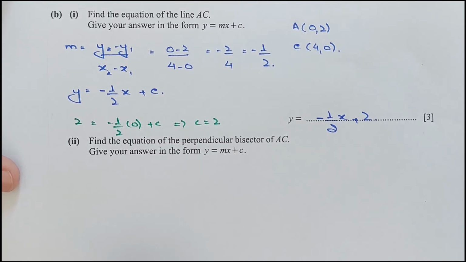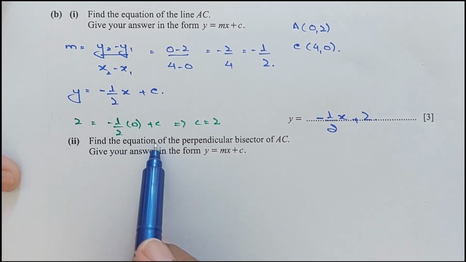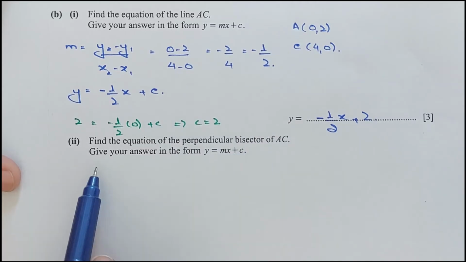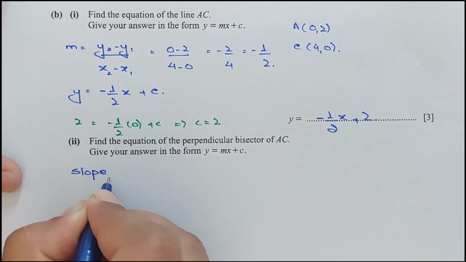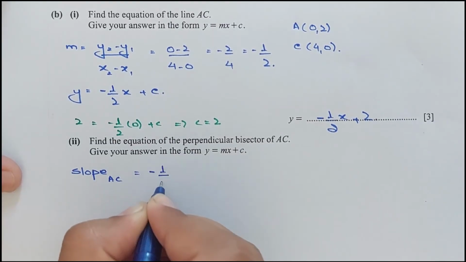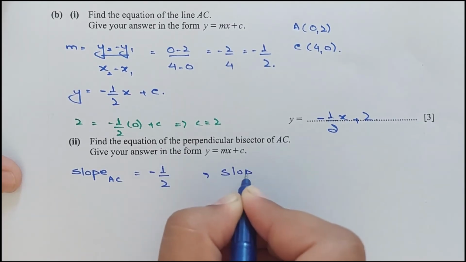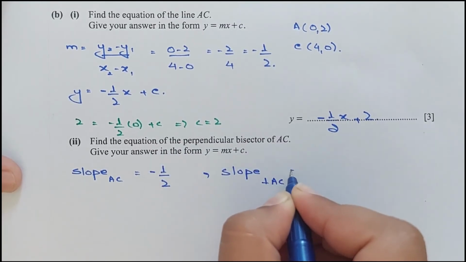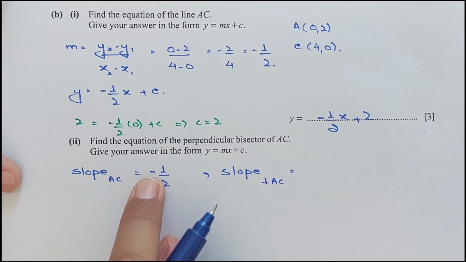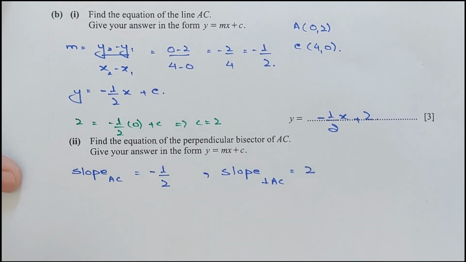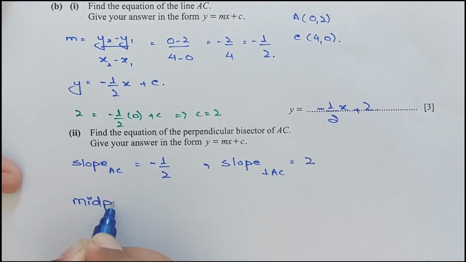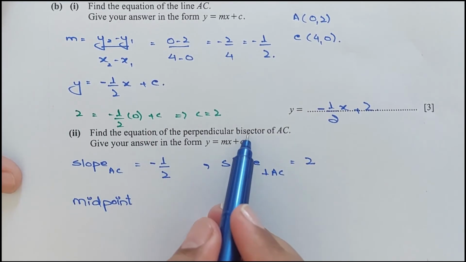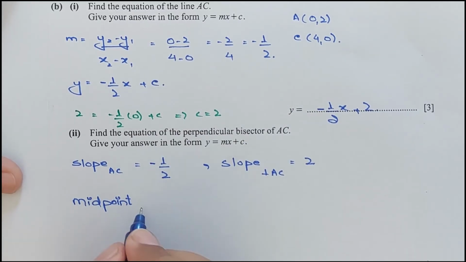Now for part 2 of B, find the equation of the perpendicular bisector of AC, give your answer in the form of y equals mx plus c. As we know that the slope of AC is minus 1 by 2. So the slope of the perpendicular bisector of AC should be the negative reciprocal. Negative times negative becomes positive, and the reciprocal of 1 by 2 is 2 by 1. So it's just 2. And the next thing is we need to find the midpoint of AC to get the value of the y-intercept. For a perpendicular bisector, we need the slope and the midpoint.